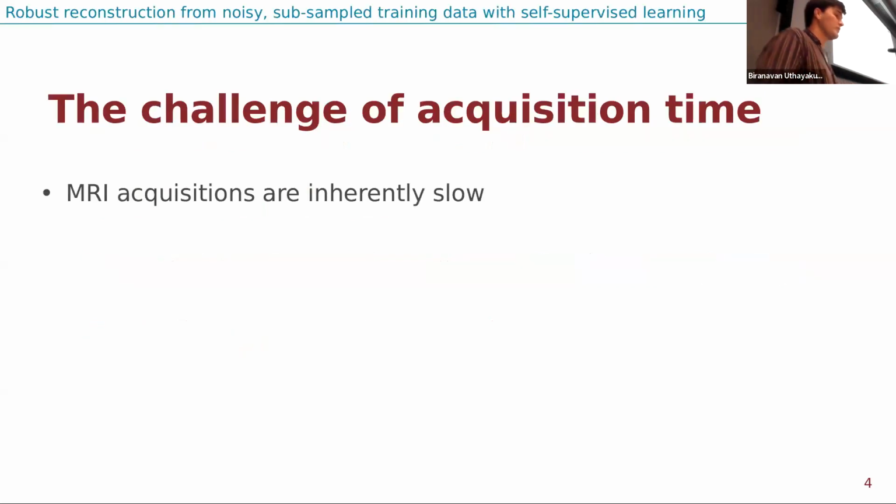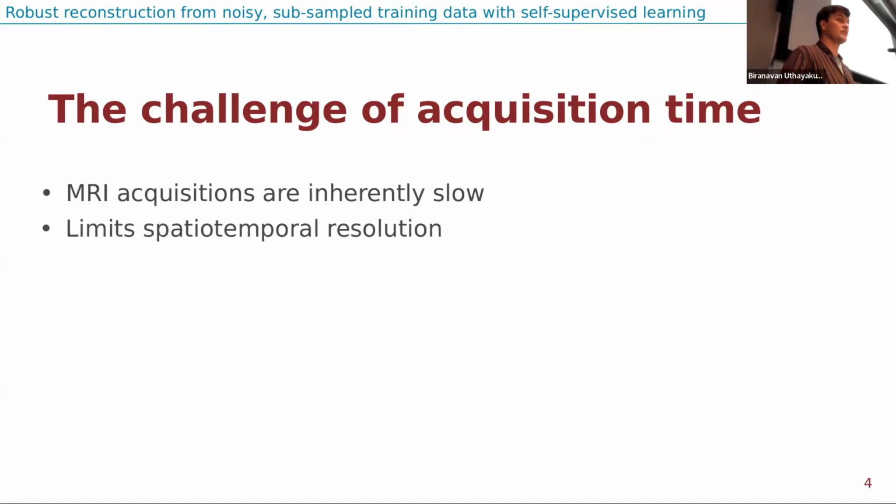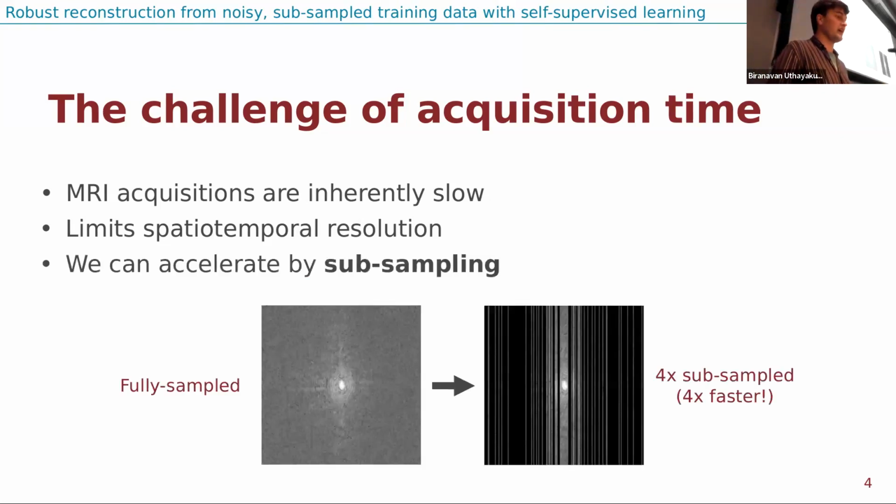Okay, so the data acquisition process in MRI is inherently slow. And this is a real problem if we need high spatial resolution, for example, if we need to resolve a fine structure like the cartilage in a knee, or we need high temporal resolution, for example, if we're doing dynamic imaging. We can accelerate acquisitions by subsampling. And we can do this because the acquisition time is approximately proportional to the number of readout lines. So if we subsample by a factor of 4, this is around 4 times faster.